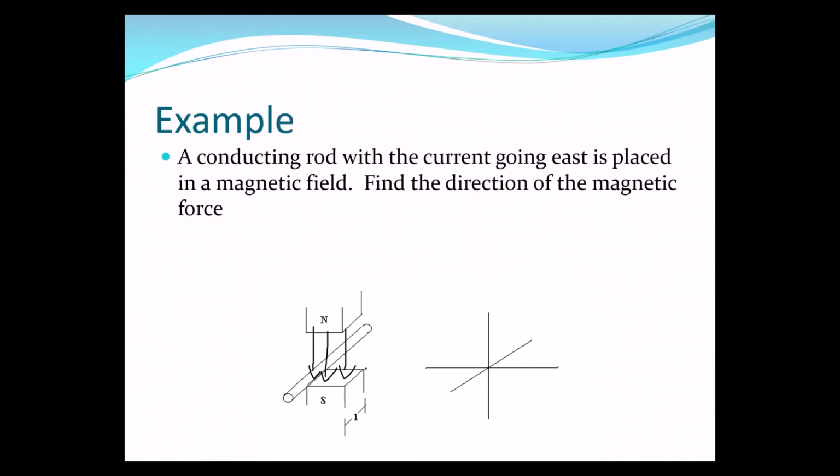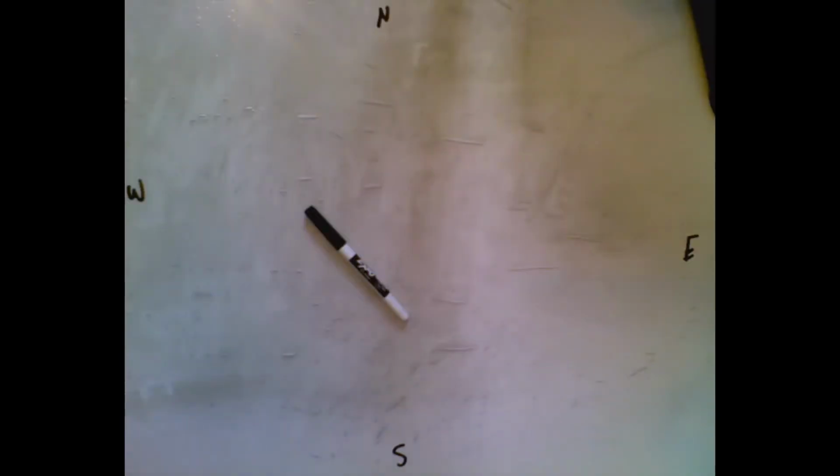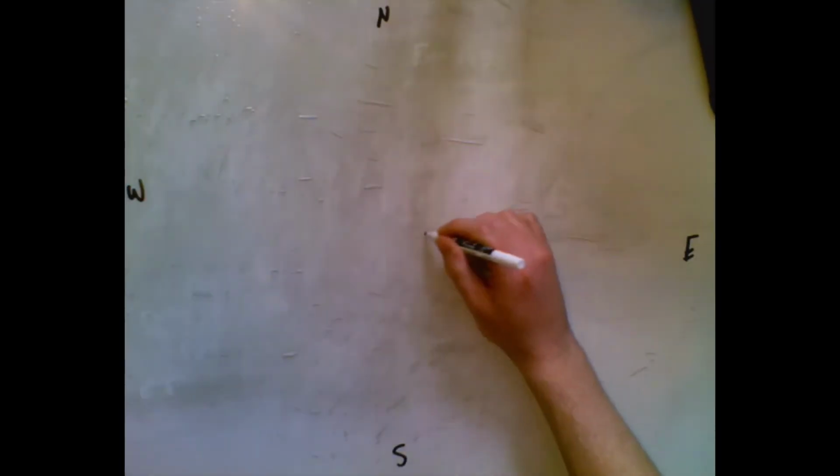Okay, so you can see it's going downwards, and our current is going east. So this must be going east. So I'm going to switch to the picture, and that's why I had the northeast southwest on there to help with this situation. Okay, so our current is going towards the east.